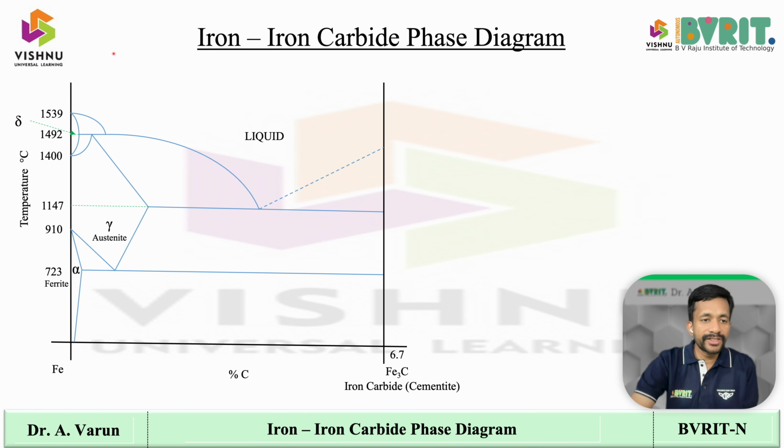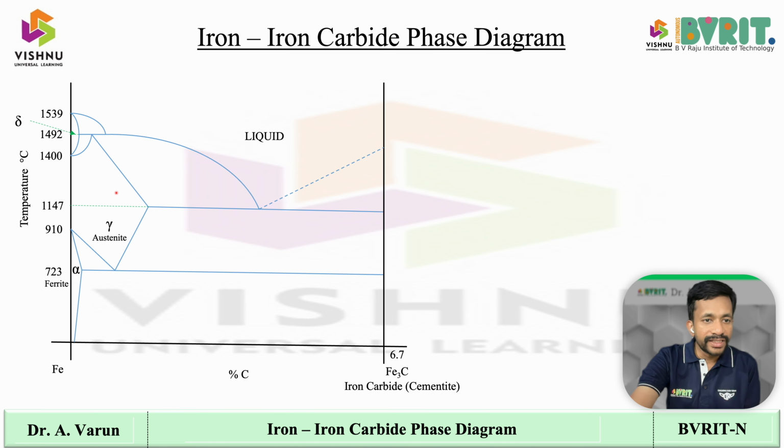And why are we not representing 768? Because 768 is only a transition from non-magnetic to magnetic, so that is ruled out. Then there are three horizontal lines, one horizontal line here at 1492, another one here at 1147, and the third one is 723 here.